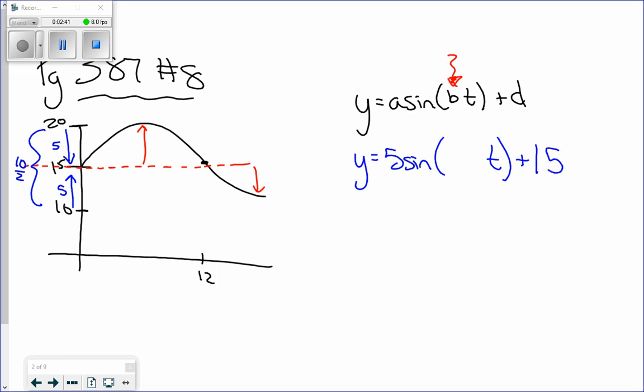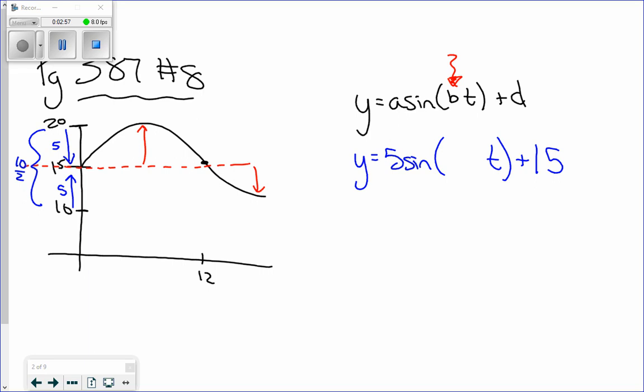So again, for me, if this is a question on your exam on Monday, that's worth 3 marks. So I just give you 1 mark for each letter that you find. Okay, so the B value is the tricky bit.